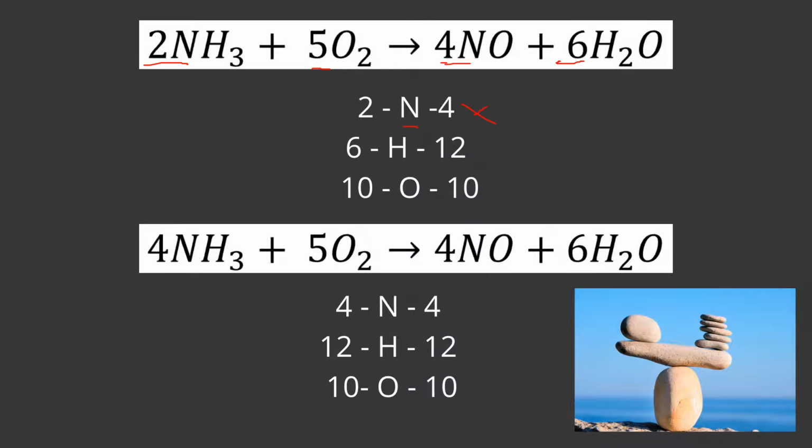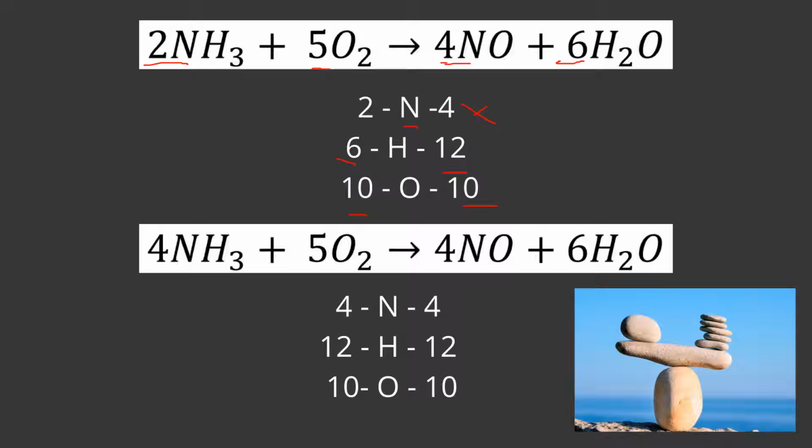And then we check the hydrogens of 2 times 3, which is 6. But now because of the 6 here, the number of hydrogens on the right hand side has increased to 6 times 2, which is 12. But the oxygens, if you check, it's 5 times 2, they are balanced. And as well, it's 4 plus 6, which is now 10. They are balanced. So we need to balance. So let us now balance the nitrogen and check.